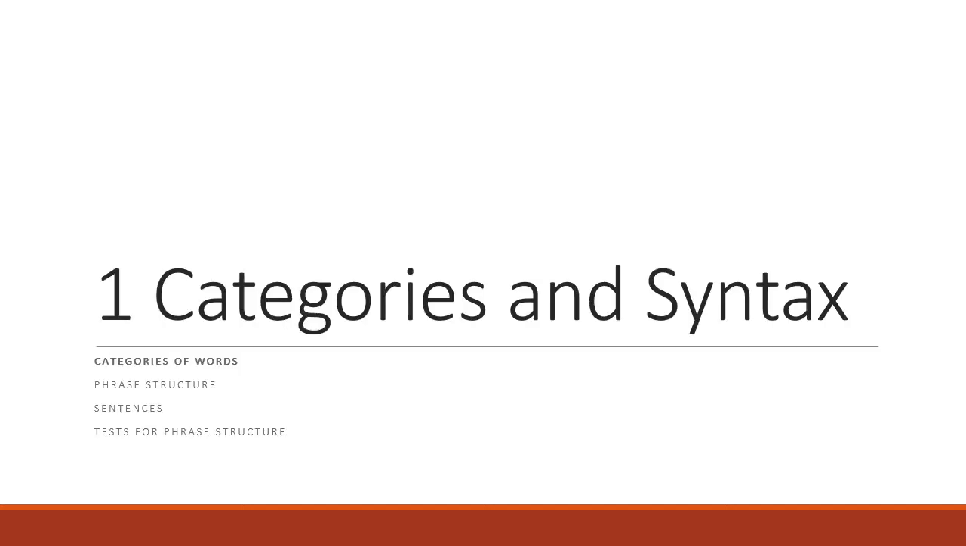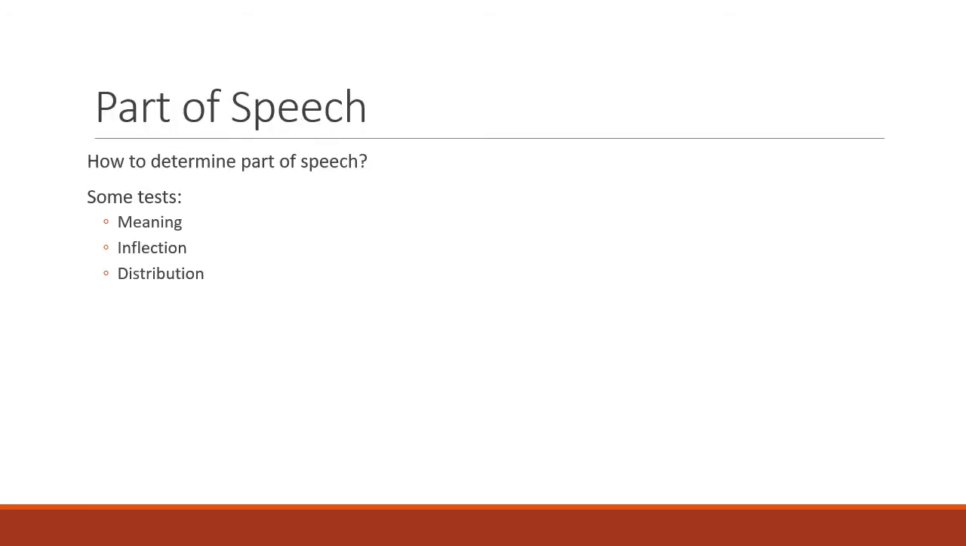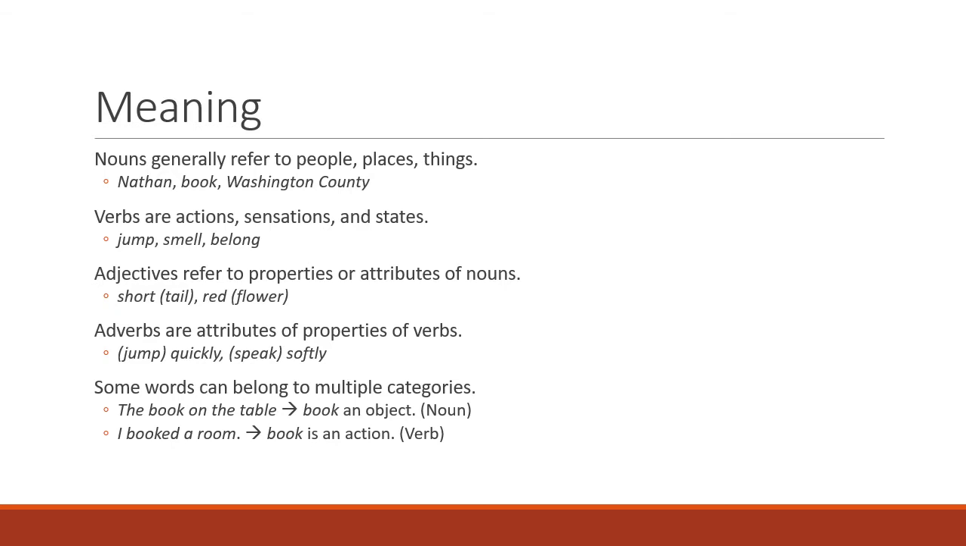Okay, so the first part is categories and syntax. And we're going to go through these 4 sections: categories of words, phrase structure, sentences, and tests for phrase structure. So first is categories of words. So parts of speech, how to determine the part of speech. There's several tests to do that. There's meaning and inflection and distribution tests. I should be clear too that they don't work for every single situation, but they work for the most part. You can usually do more than one test to double check something.